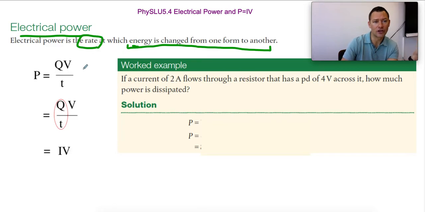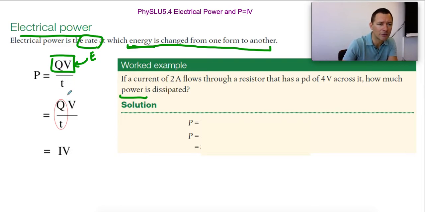So if we're trying to change electrical energy to work energy or heat energy, we want to see how much power is dissipated. This is the equation that we're going to use, right? The power is the amount of energy that we're changing, and we talked about energy being the amount of charge times the voltage. We used this in the last section, and that's the amount of energy that we're using per time, right? That's the amount of energy per time.